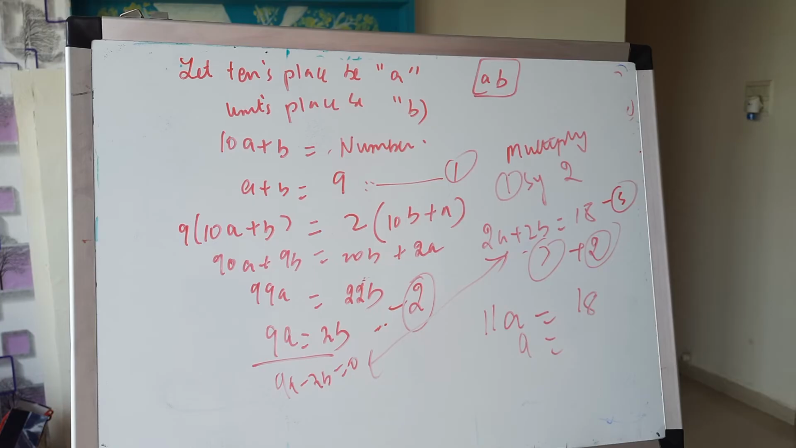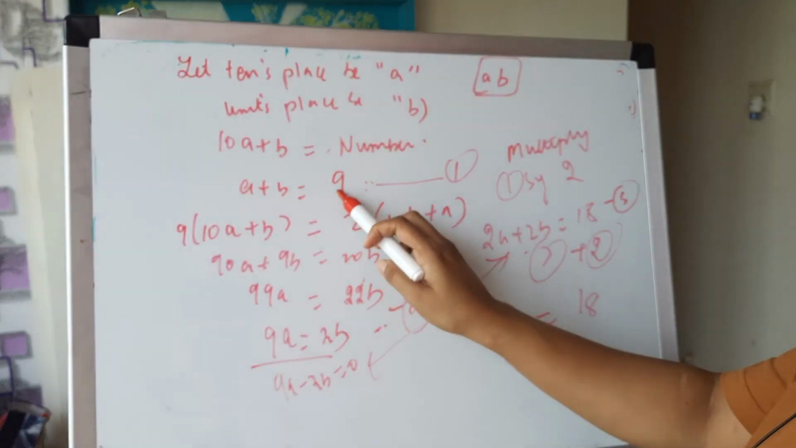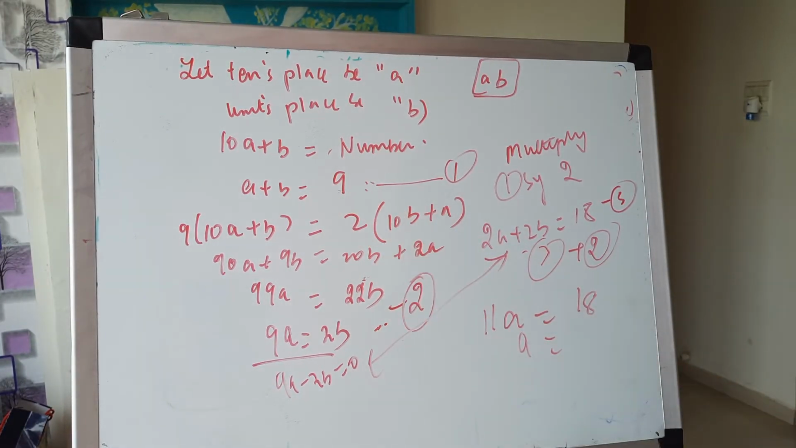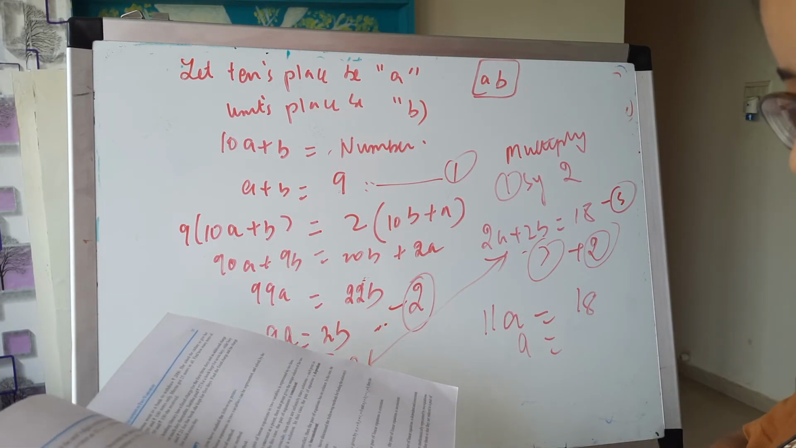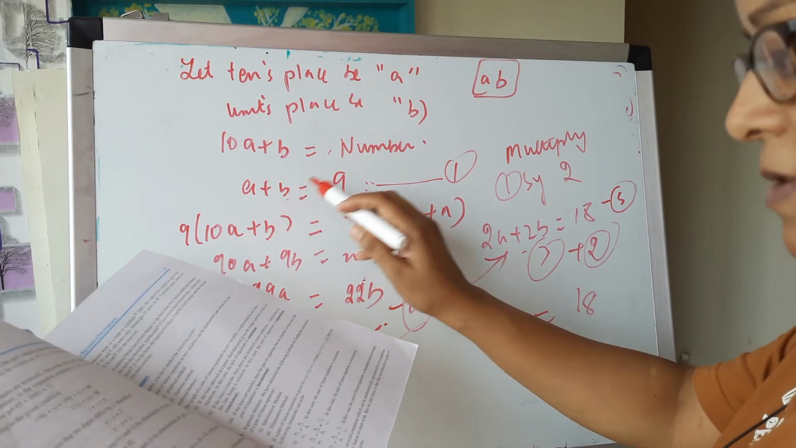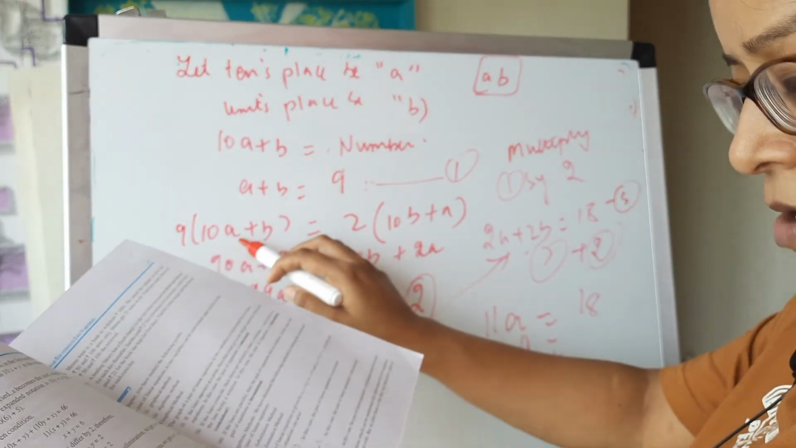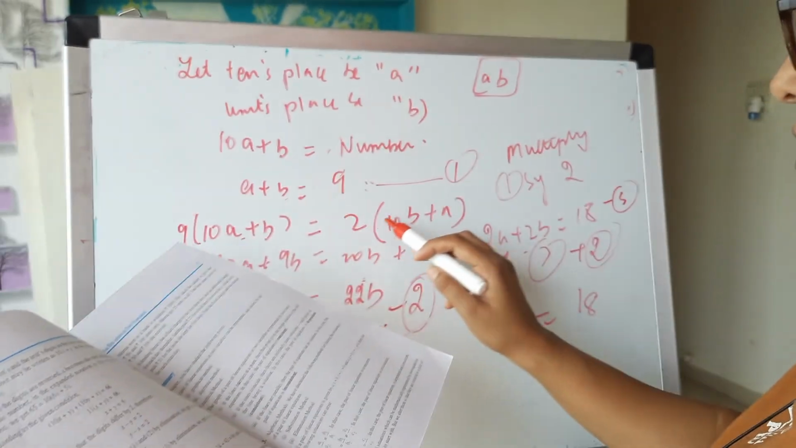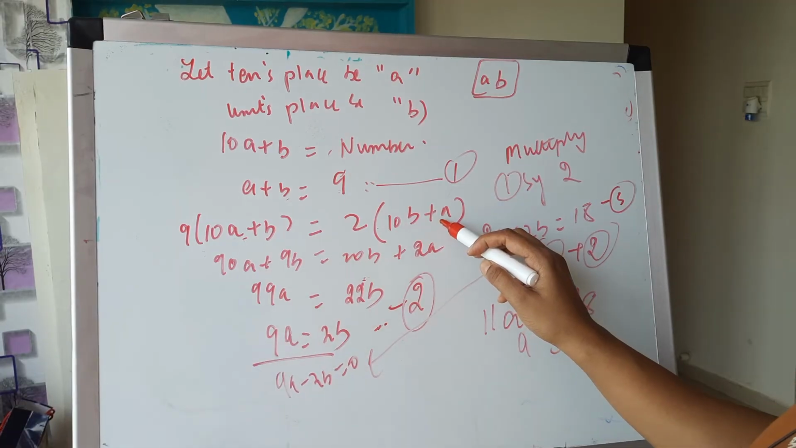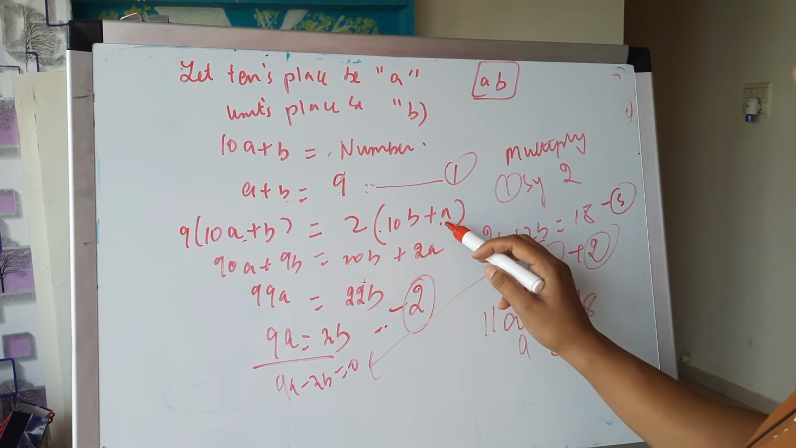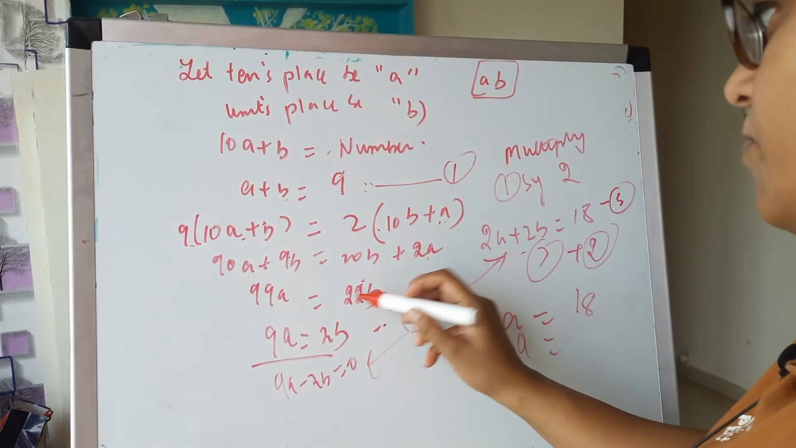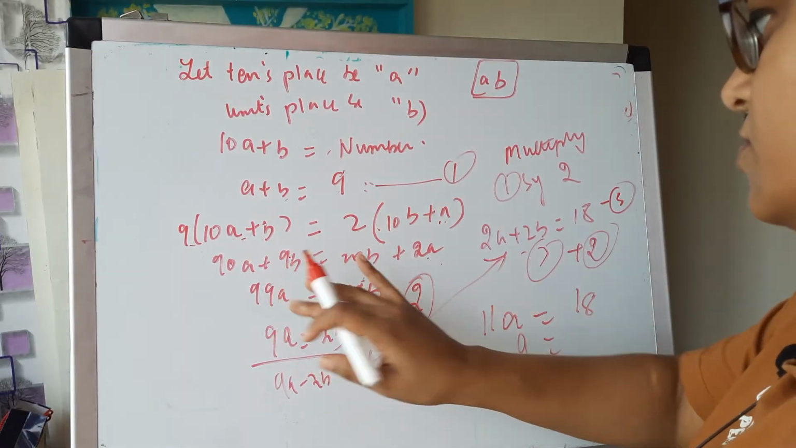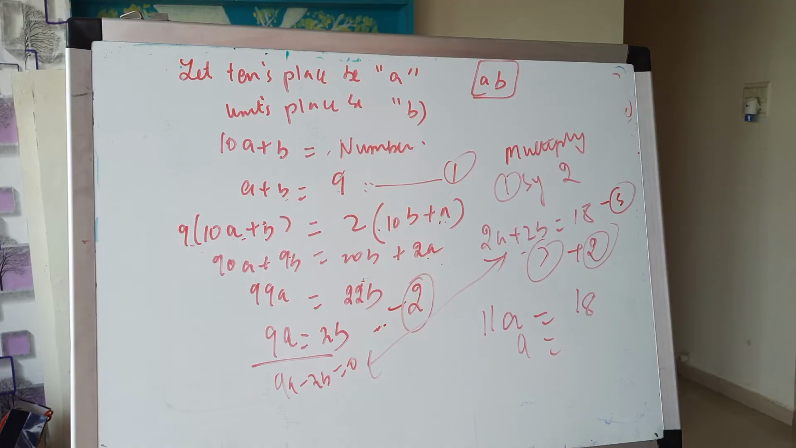Seems to be some problem. So let's figure out. A plus B is 9. 9 times this number is twice the number obtained by reversing the order of the digits, which is this: 20B plus 2A, 90A plus 9B. If we bring A here, so this is wrong, na? Here itself.